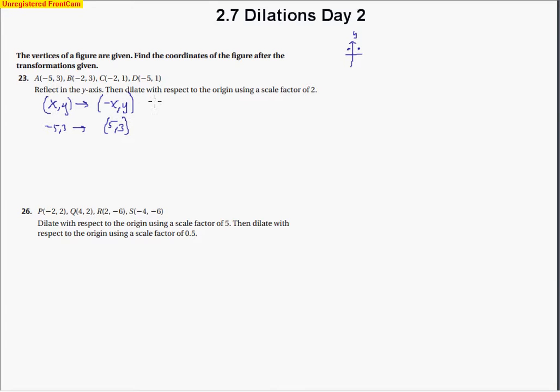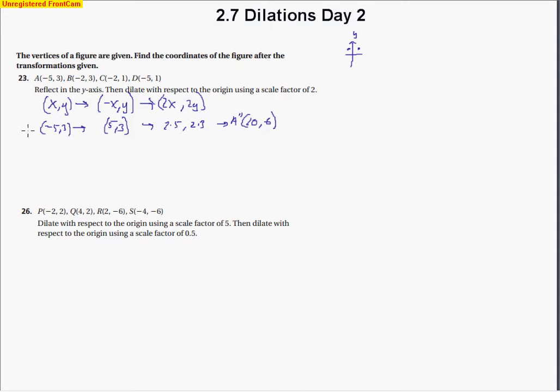And then it says dilate with respect to the origin using a scale factor of 2. So what that's going to look like is this: 2x, 2y. So I take that value and I'm going to double it. When I double 5 and double 3, in this case I end up with 10 comma 6. And so that's going to be what A double prime is.